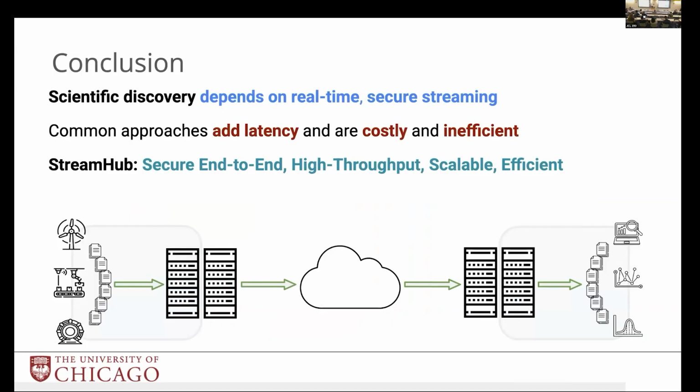As a conclusion, scientific discovery depends on real-time computation and streaming. The common approaches that are used now add latency and are insufficient. So we introduced StreamHub, which is built on top of SciStream and provides a secure, end-to-end, high throughput streaming service.